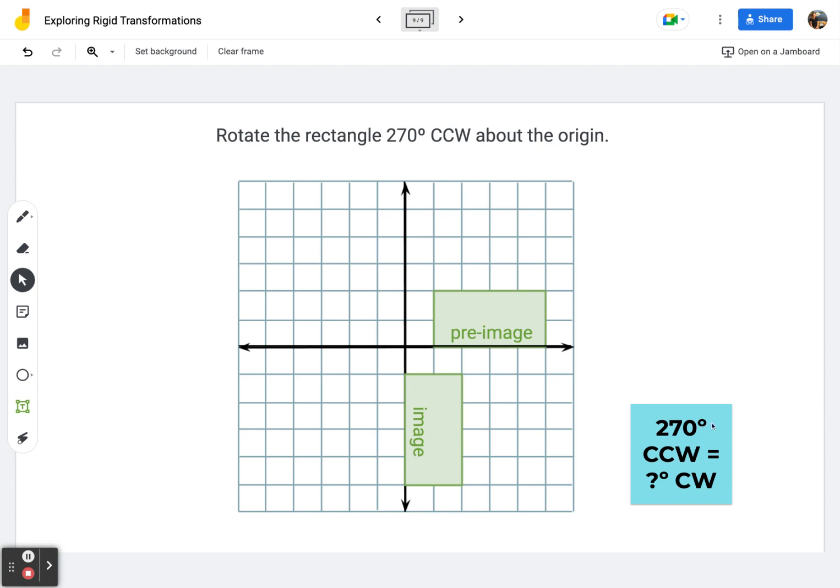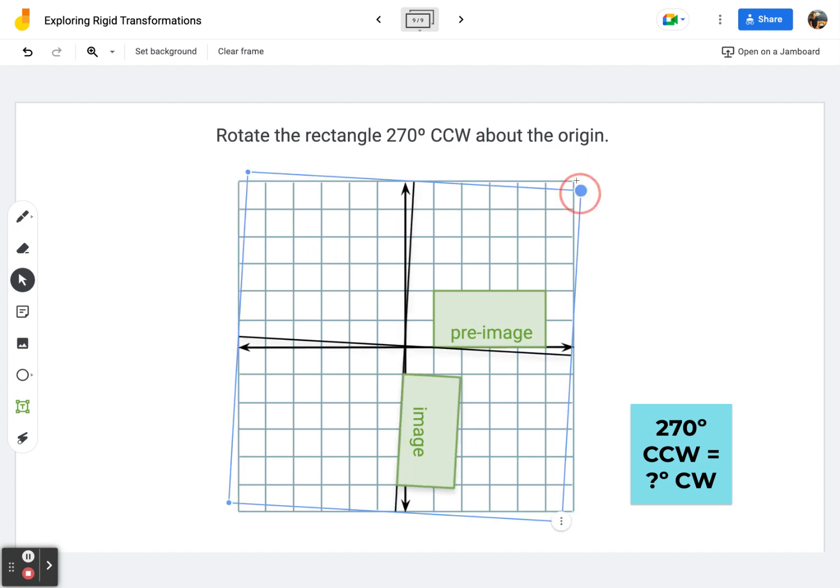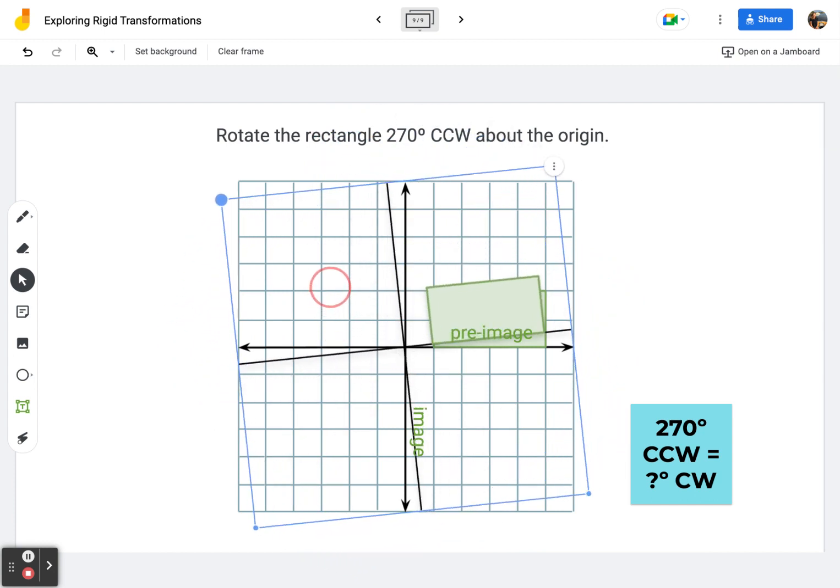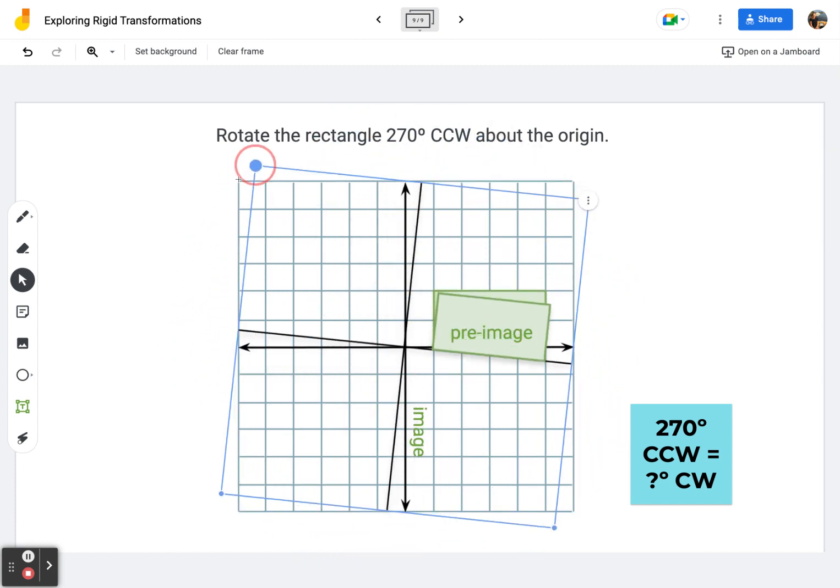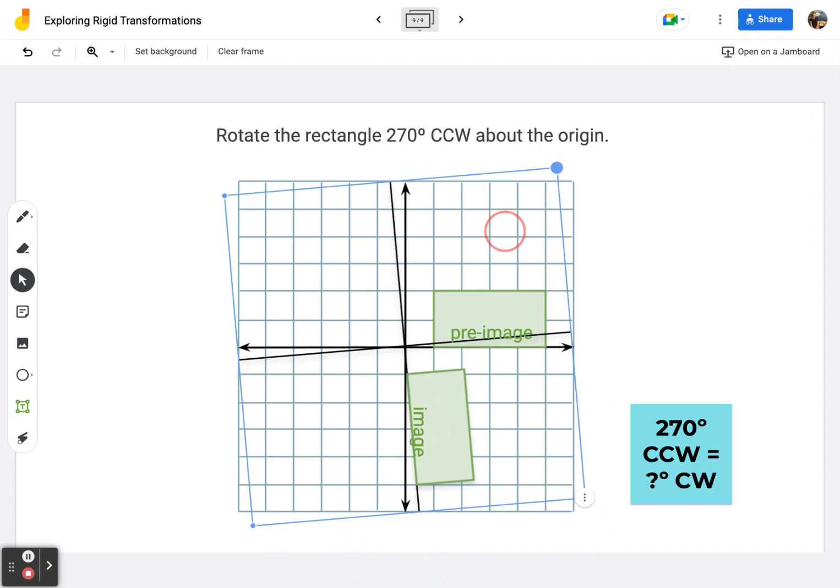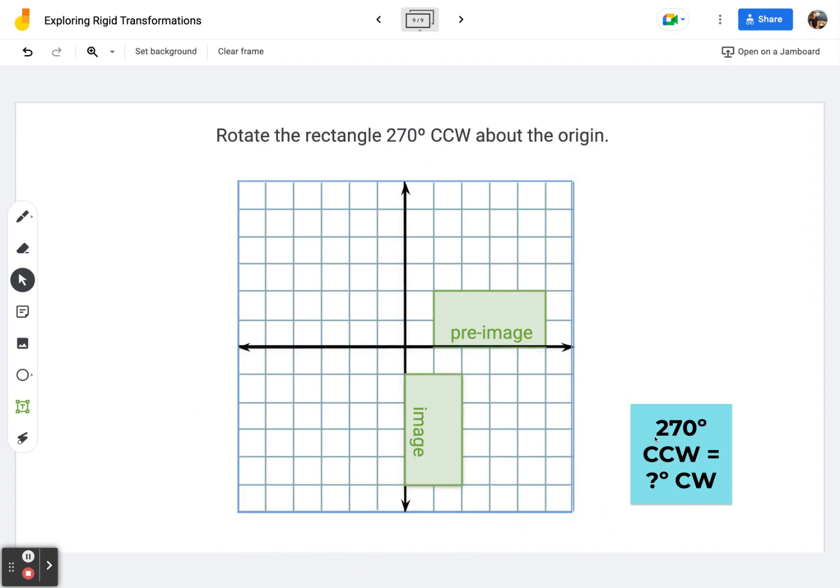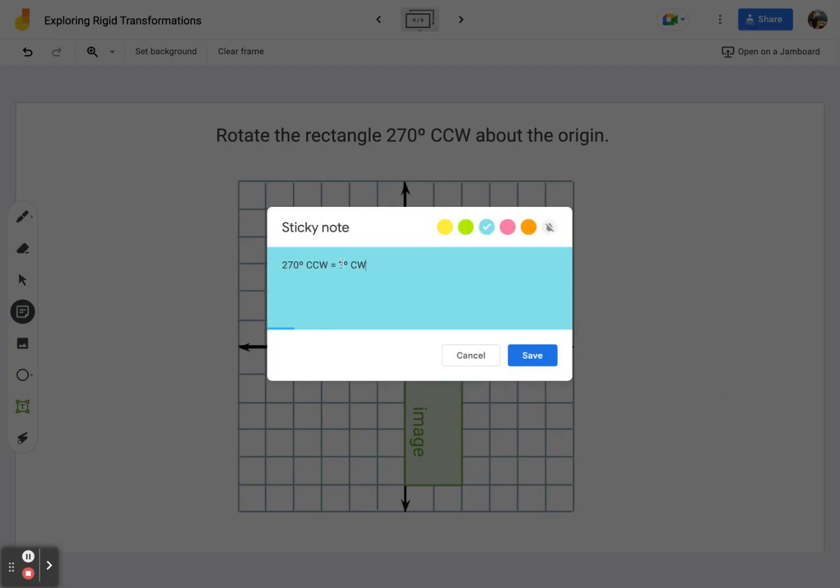Well, could I have done a clockwise rotation to land me here? I think you can visualize just 1 quarter turn. So let me bring us back to where we started from, and let's try 1 quarter turn in a clockwise direction. So 270 degrees counterclockwise is the same thing as 90 degrees clockwise.